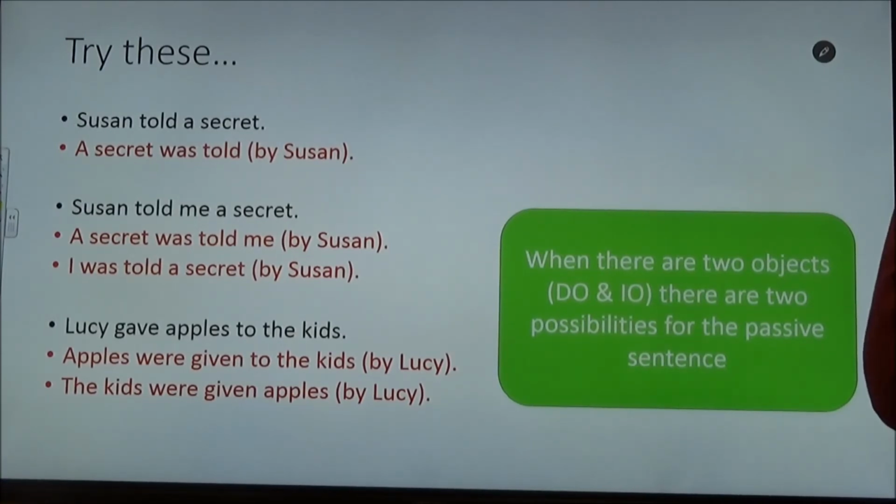Yeah? Is it possible to turn the benefactive object into the subject? That's a good question. No, it doesn't work for the benefactive object. You can try it out. I baked her a cake. Is it "She was baked a cake"? That's not what I would say.